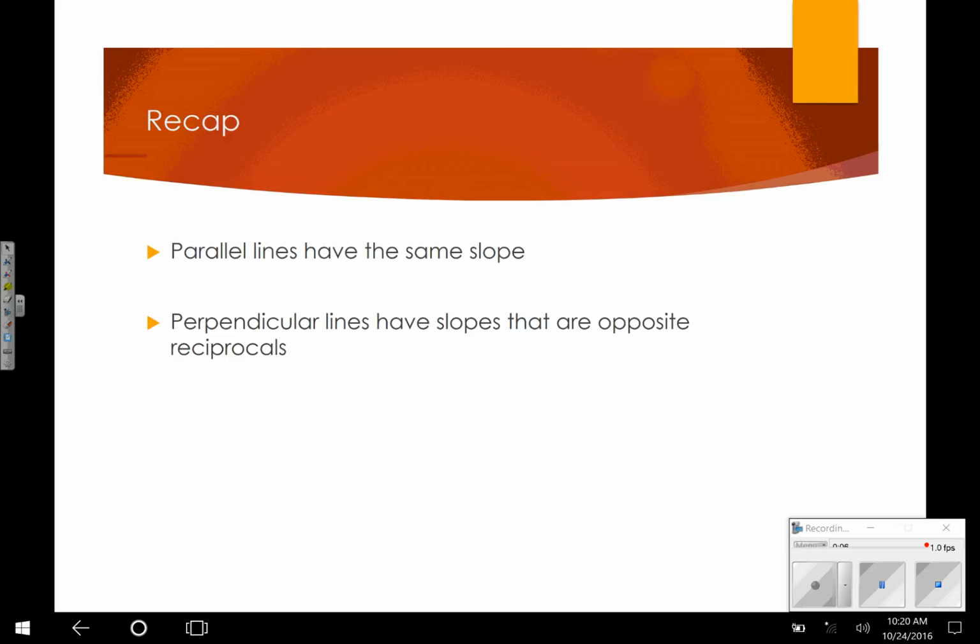So just to recap, parallel lines have the same slope. Perpendicular have slopes that are opposite reciprocals.